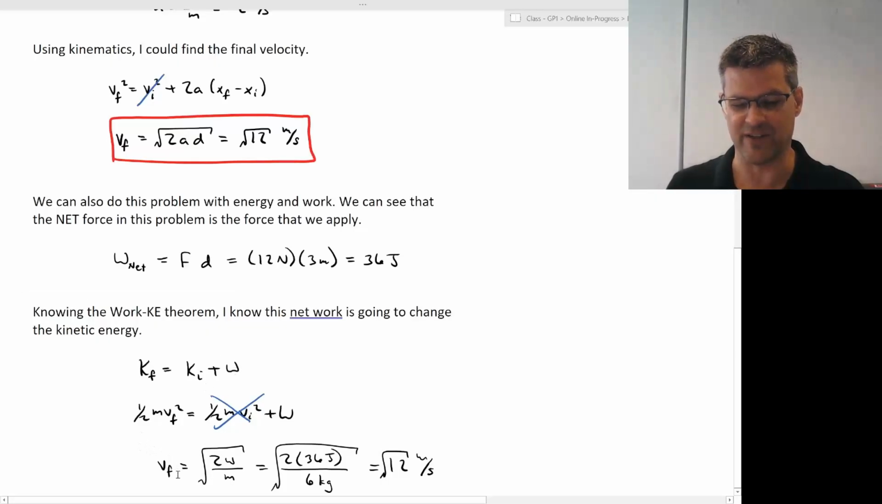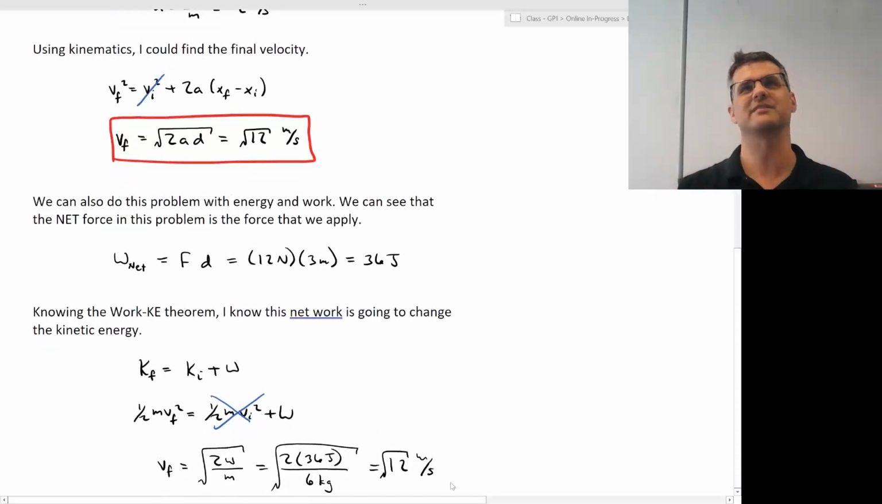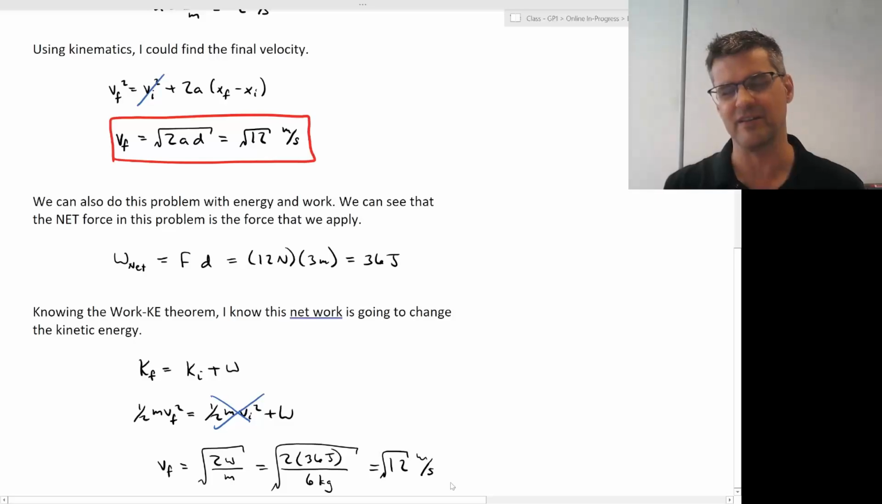So I can rearrange terms and find that the final velocity is going to be the square root of 2 times that work over the mass. That's just doing a little bit of algebra. And here we do that algebra and we get the exact same number, the square root of 12 meters per second. And so now I have to think to myself, in this problem, these 2 techniques were probably similar in effort.